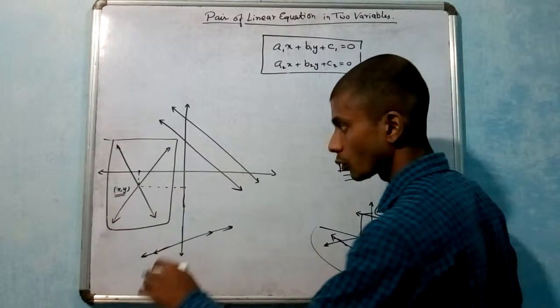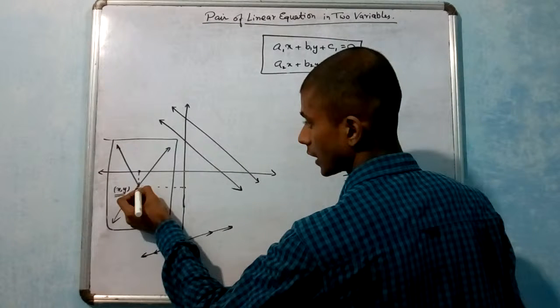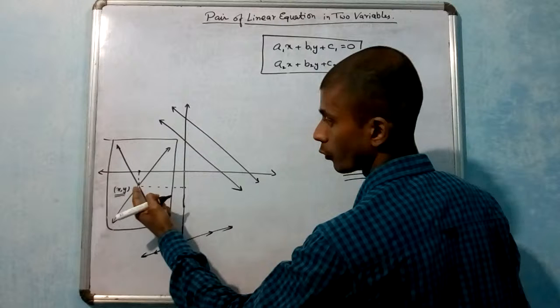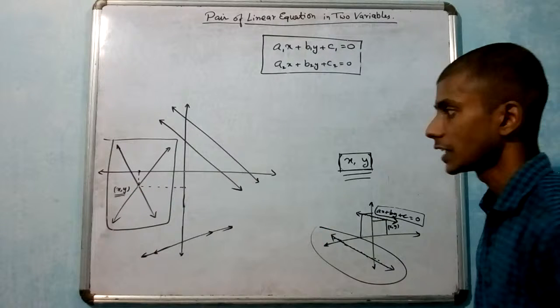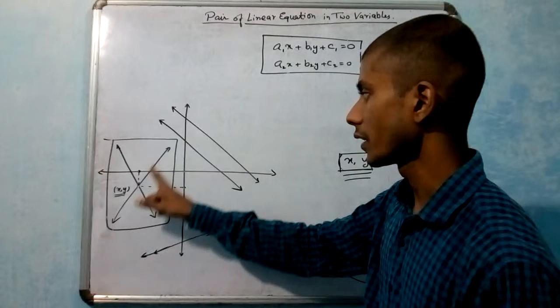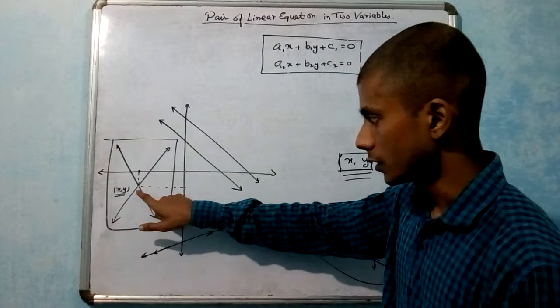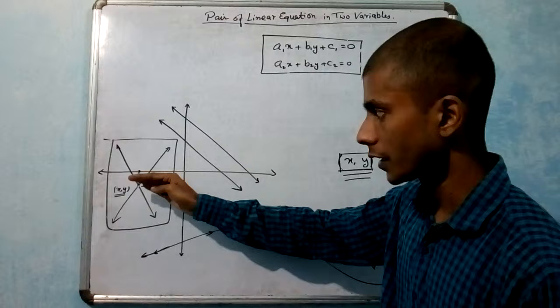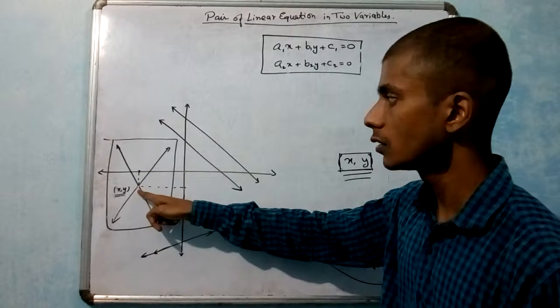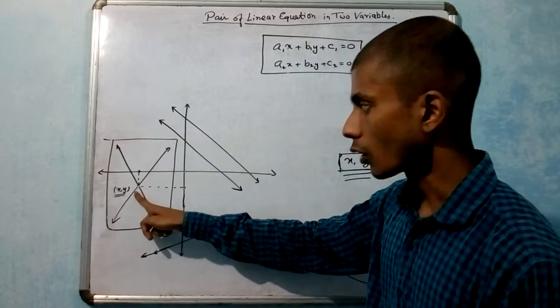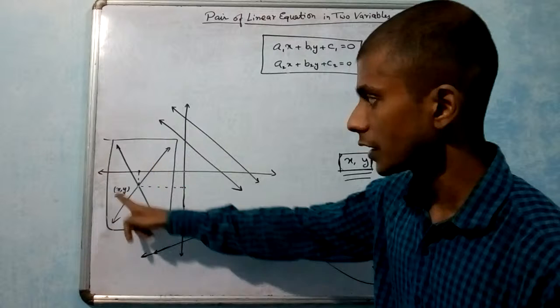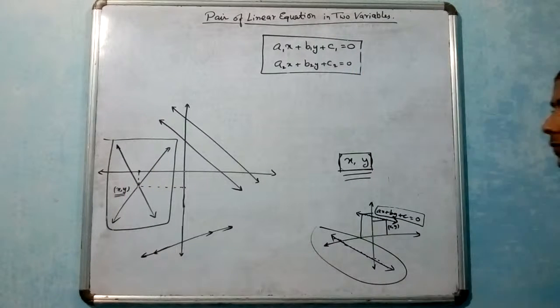And that is the only reason the coordinates of this point, x comma y, will satisfy both the equations, both the lines' equations. Since this point is lying on both the lines, its coordinates x comma y will satisfy both the equations. Clear?